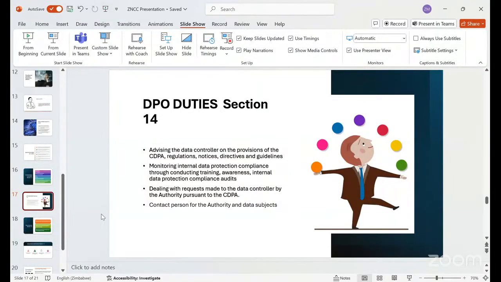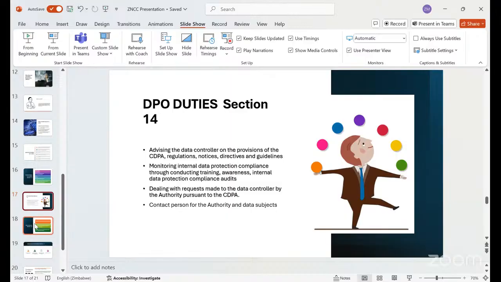They monitor internal data protection compliance, and they conduct trainings in the organization on data protection. They raise awareness, and they do internal data protection compliance audits. They also deal with requests made by the data controller in terms of the Cyber and Data Protection Act, and they are the contact person for the data subjects when they come to your organization with issues or inquiries about how their data is being processed. So generally, that is what the data protection officer does.